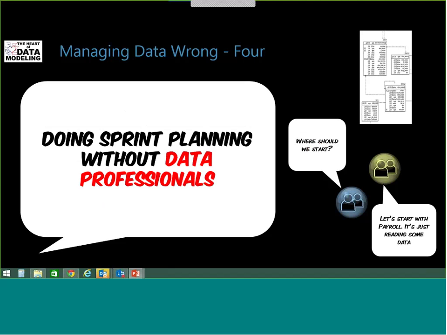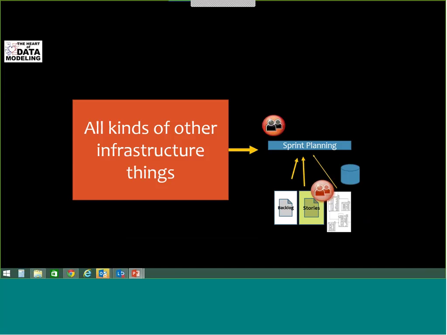The other thing that happens is this sprint planning is often done by the Scrum Masters and some developers without data professionals. And they make some kind of tough decisions that impact the data modeler's ability to get work done. Like, what should our first sprint be? Oh, let's start with payroll. It's just reading some data. Well, the problem with starting with payroll is how many entities and tables will you need to build in order to get enough data in its close to final form, if that's the first thing you do? Building out payroll tables and all the work tables and employee tables, I don't know, 100 tables, 200 tables, not a great sprint to start with.